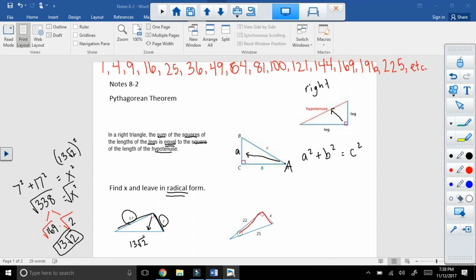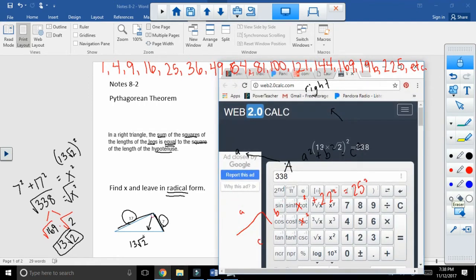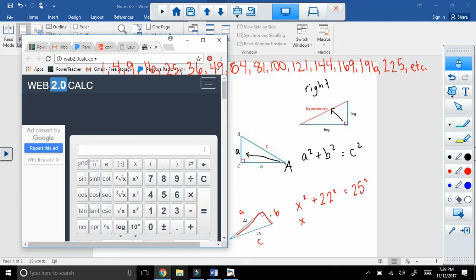Okay, for this next one, these are my two legs. This would be C. It doesn't matter which one I call A and B. Actually, I'd almost prefer to have that switched around and say x squared plus 22 squared equals 25 squared. And again, we're going to be using our calculator. So let me switch back to that. Actually, let me go ahead and delete some of this stuff too. With this, I know I'm going to be subtracting. I would probably just type in 25 squared minus 22 squared and do all of that on my calculator at the same time. If you like writing out all that extra stuff, you can.